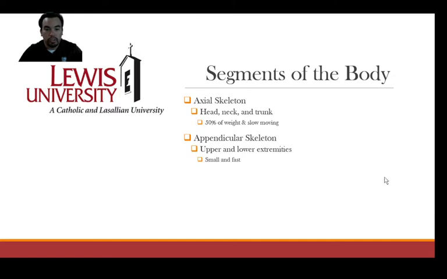Okay, so let's go over segments of the body. The axial skeleton consists of the head, the neck, and the trunk. It is about 50% of our weight, and it's typically slow moving. Think of how fast you can move your head. It's faster than you can move your neck and your trunk, right? You can only move so fast with your head and neck and your trunk. But the appendicular skeleton, it's your upper and lower extremities, and those are smaller and faster.